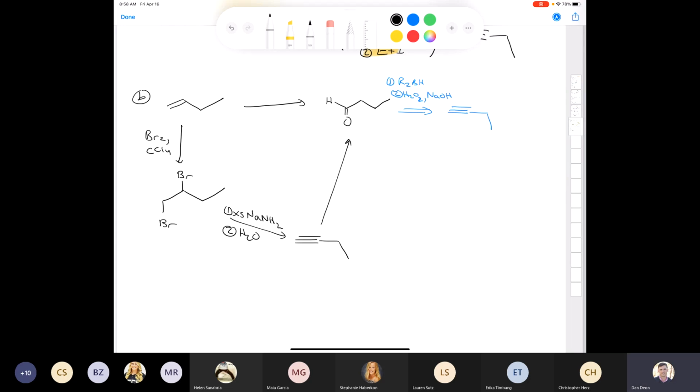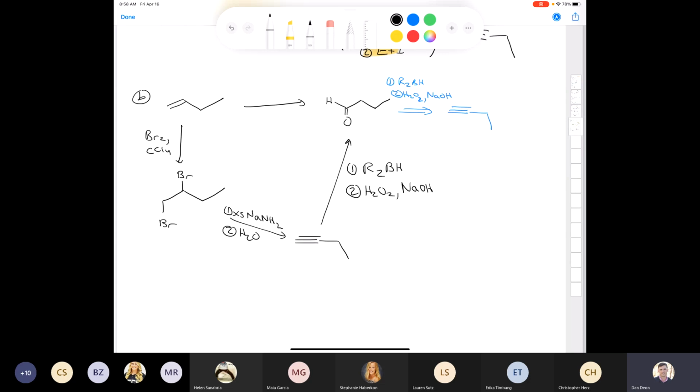Then what do we do? We're going to treat it with our hindered borane. Let's try 9-BBN. Now, let me keep it the same, I don't want to ruin your life here. Let's do R2BH. And then the second step, we're going to treat it with peroxides and sodium hydroxide. Like that. There you have it, my friends.